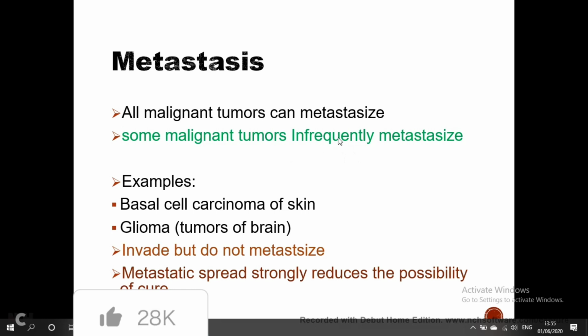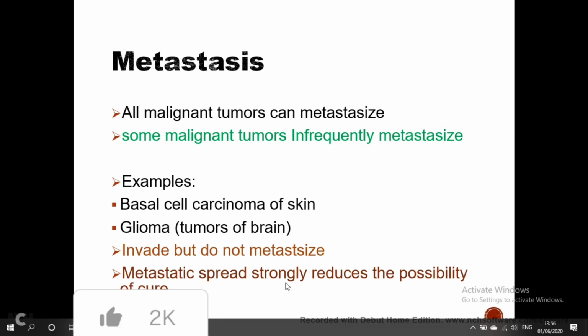Some malignant tumors infrequently metastasize. That is, they rarely metastasize. And what should be coming into your mind? The names of two tumors should come to your mind which infrequently, or very less commonly, metastasize. These are basal cell carcinoma of the skin and glioma, that is a tumor of the brain. They invade but do not metastasize.